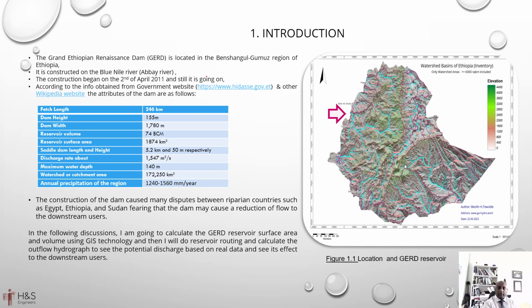And the saddle dam length is 5.2 kilometers, they say, according to the website. But I have measured it, and it is almost 4.8. I don't know what they have included. Maybe this is information given earlier. And the total height of the saddle dam is 50 meters. The saddle dam is an emergency spillway, you can say. So the elevation level of the saddle dam is 642, simply 2 meters above the main dam spillway. That's 614 above mean sea level.